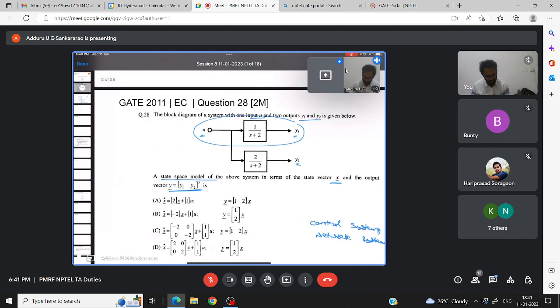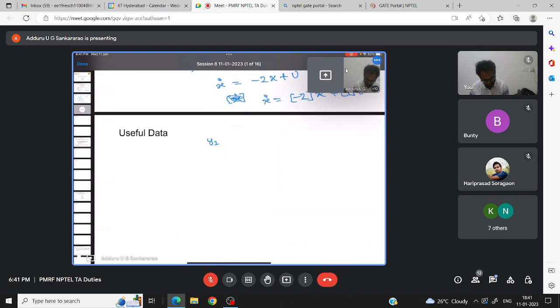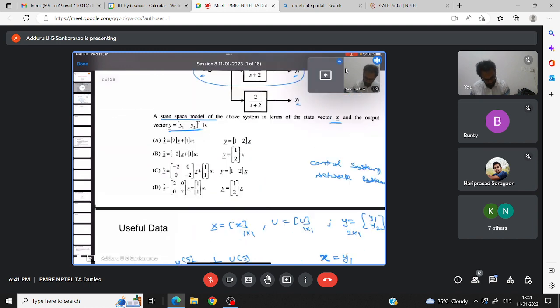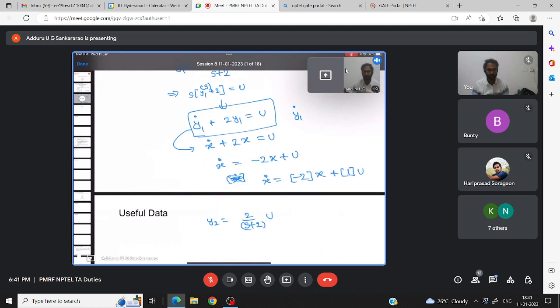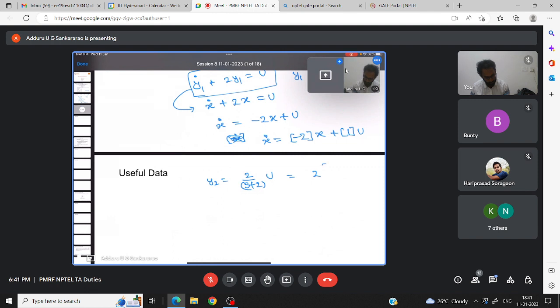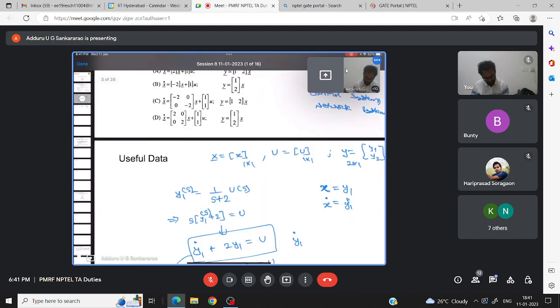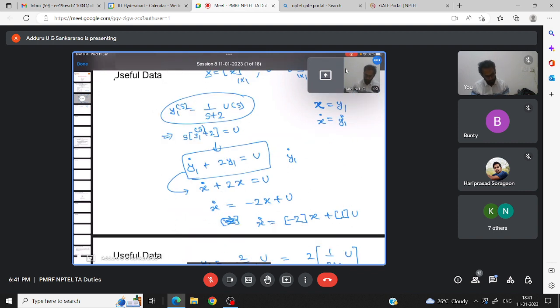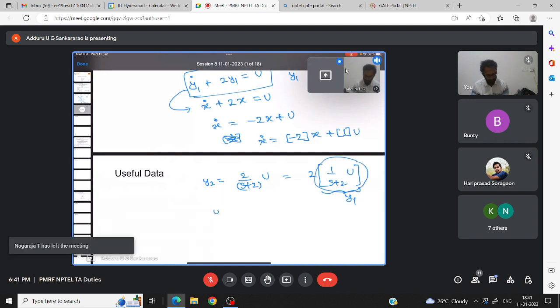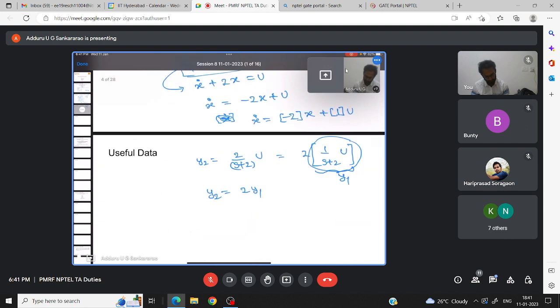Fine. The second one, if you take y2, it is 2 by s plus 2 into u, right? So this you can write as 2 into 1 by s plus 2 into u. Now y1 is 1 by s plus 2 into u, so y2 is 2y1. But we said y1 equal to x, that means 2 into x. So y1 equal to x and y2 equal to 2x.